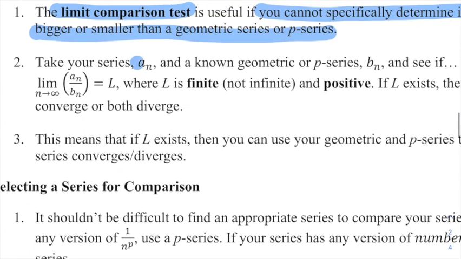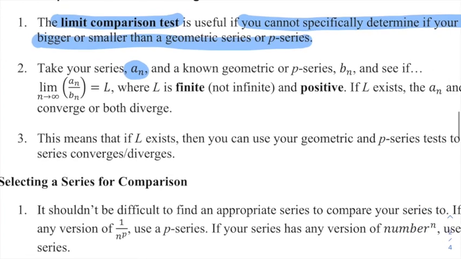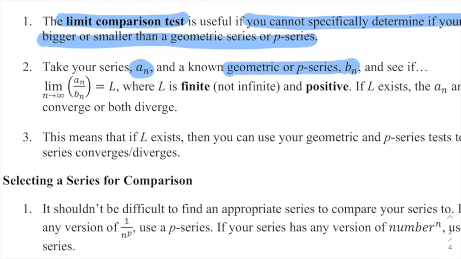So how do you do it? Well, you're going to take your series, and then you're going to take a geometric or p-series, we'll call it B sub n. Now, it doesn't have to be an exact copy of yours. However, it's super useful if it has the same degree and it is similar, right?